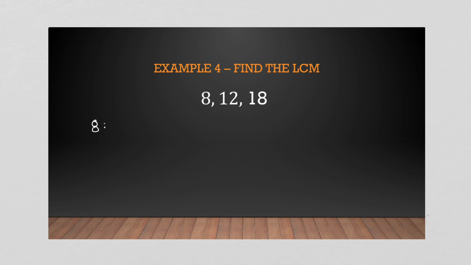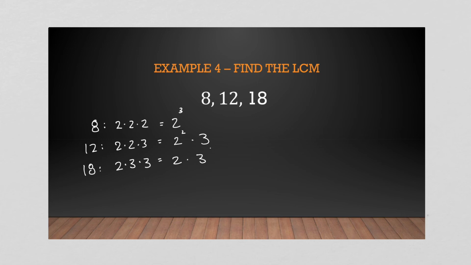I need 8 to be represented, so I'm going to need 2 times 2 times 2, and if you consider exponents, which we'll look at in a few videos, you can always zip ahead once those videos are posted. 8 is 2 to the power of 3. Now 12 is 2 times 2 times 3, so what you get from 12 is 2 squared times 3. And then 18 is 2 times 3 times 3, so you get 2 times 3 squared.